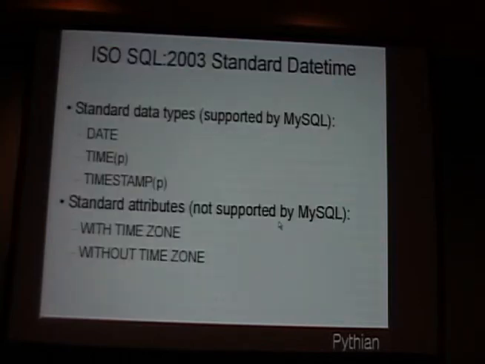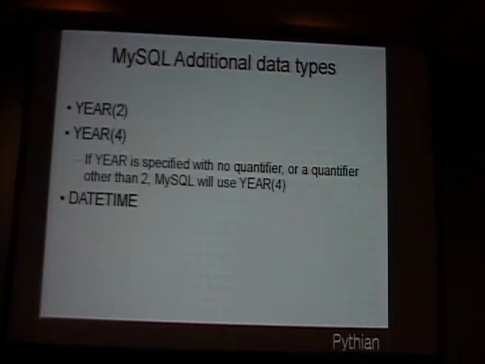So I wanted to, this is about time zones in MySQL. Right now, the ISO SQL 2003 standard date time has some data types that are supported by MySQL and some that aren't. In the SQL standard, date, time, and timestamp are supported by MySQL, but there are attributes that are not supported, which are with time zone and without time zone. This would be a very different talk if MySQL actually did support those, but it doesn't, so it is the talk that it is.